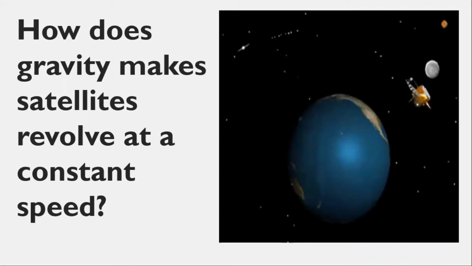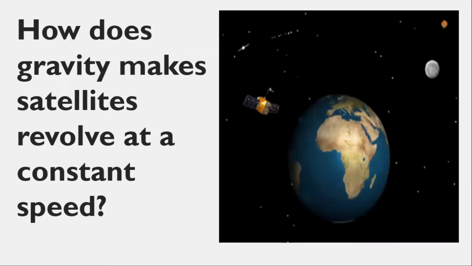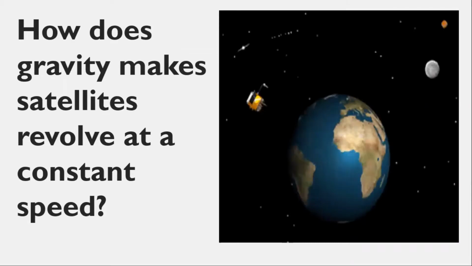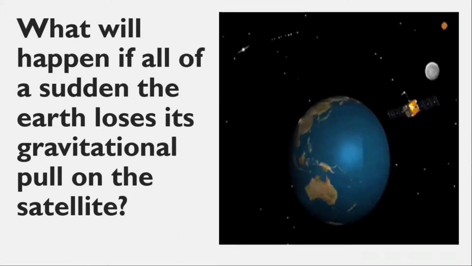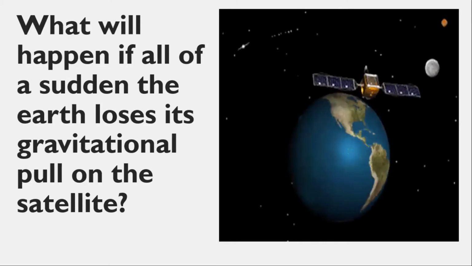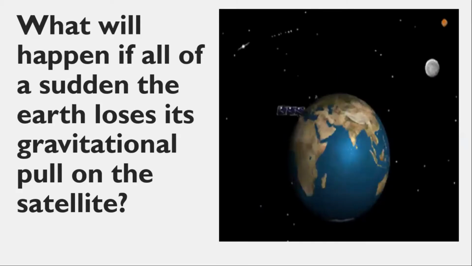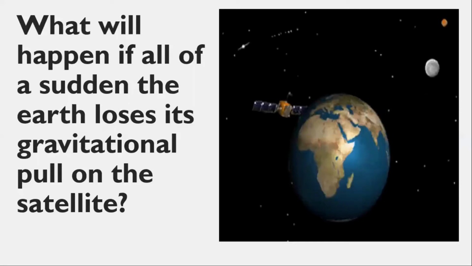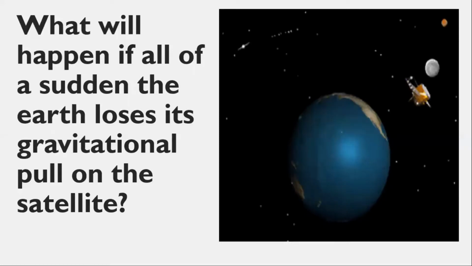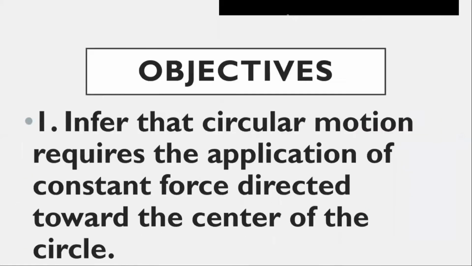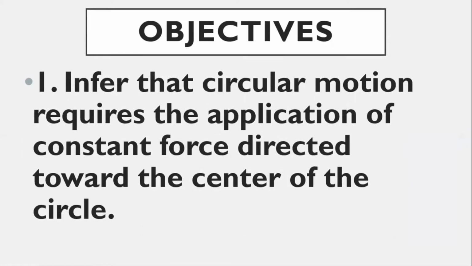First question: how does gravity make satellites revolve at a constant speed? How does it happen? And the second question: what will happen if all of a sudden the Earth loses its gravitational pull on the satellite? Obviously, if there is no gravity, it will move away from the Earth since there is no gravity that will hold it.